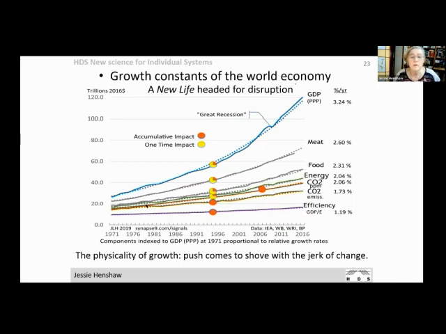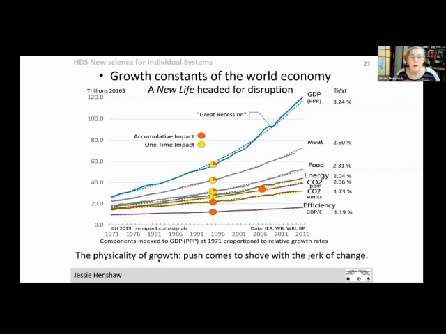So here's our real world. These are the growth curves, or a set of growth curves, for the world economy. GDP growth, this is the Great Recession, is this little bump here. And the meat, food, energy, CO2 parts per million in the atmosphere, and emissions and efficiency, all are parallel growth curves, which says the system, the world economy, works as a whole and looks like it has a single driving force, and that as a whole system driving force it pulls all the parts along at constant proportional rates of change.